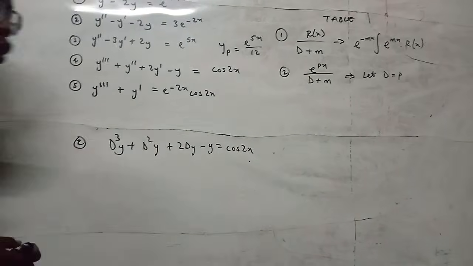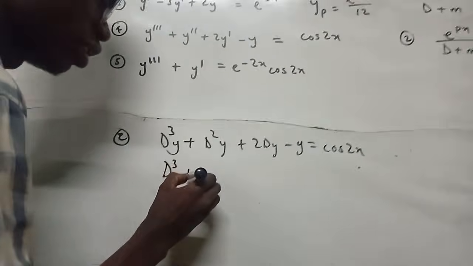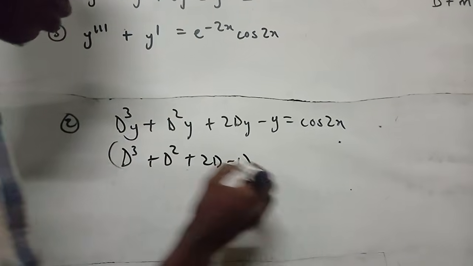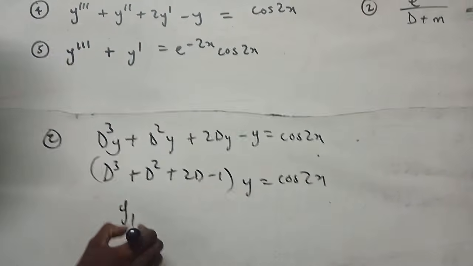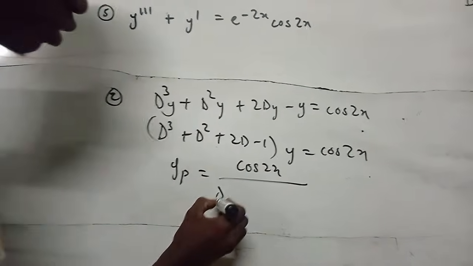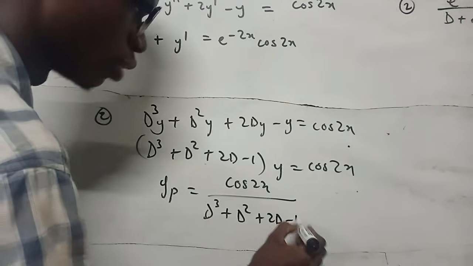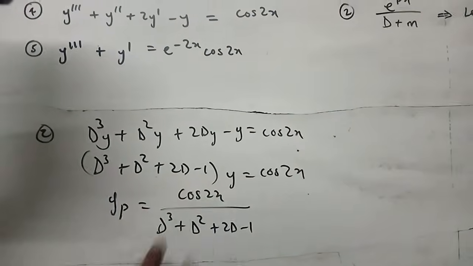Now this one works with an entirely different method. d cube plus d squared plus 2d minus 1, everything y, equals cos 2x. So it means my y particular equals cos 2x over d cube plus d squared plus 2d minus 1, right? So there's another formula we use for cos and sine.